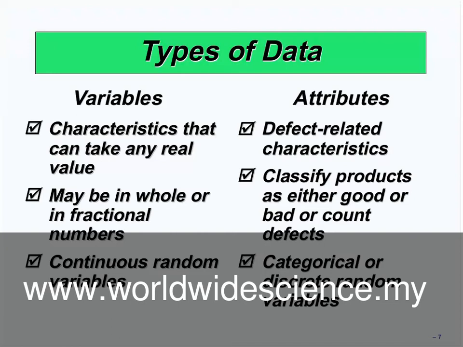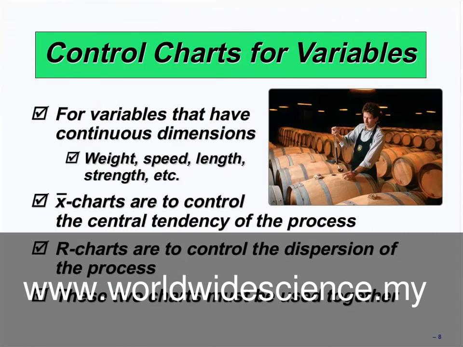Control charts for variables, as I told you, can be used by operation managers to monitor products and processes to see whether the process is under control or not. Control charts for variables are used for continuous dimensions such as weight, speed, length, and strength. X bar charts and R charts are two control charts that can be used by operation managers to do this. These two charts must be used together.